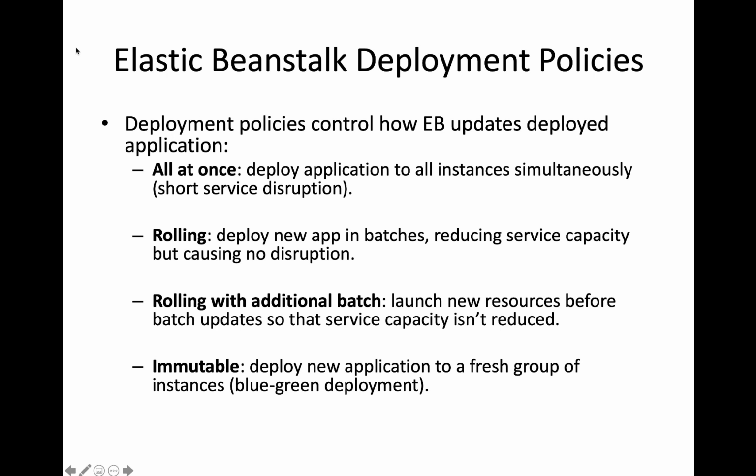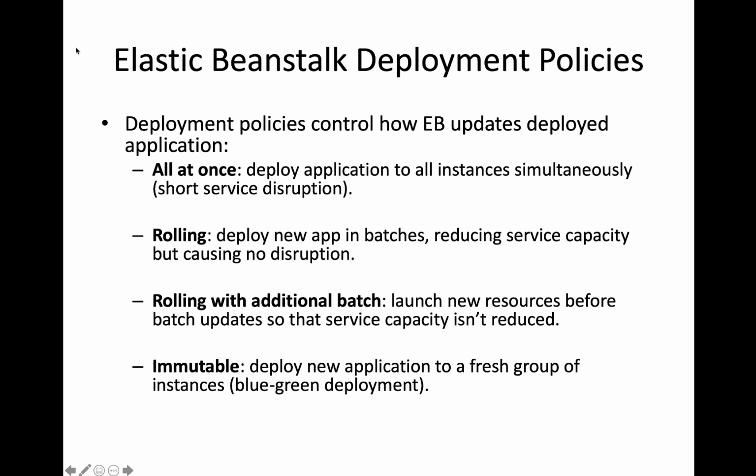Now, if you are updating your software on those servers, there might be a short disruption. If your customers are currently accessing those web applications and you decide to do an all-at-once deployment, then your customers may experience a short outage. Sometimes we call this a big bang deployment. Another type of deployment policy you can use is the rolling deployment. And with the rolling deployment, the Elastic Beanstalk service will deploy your application in batches.